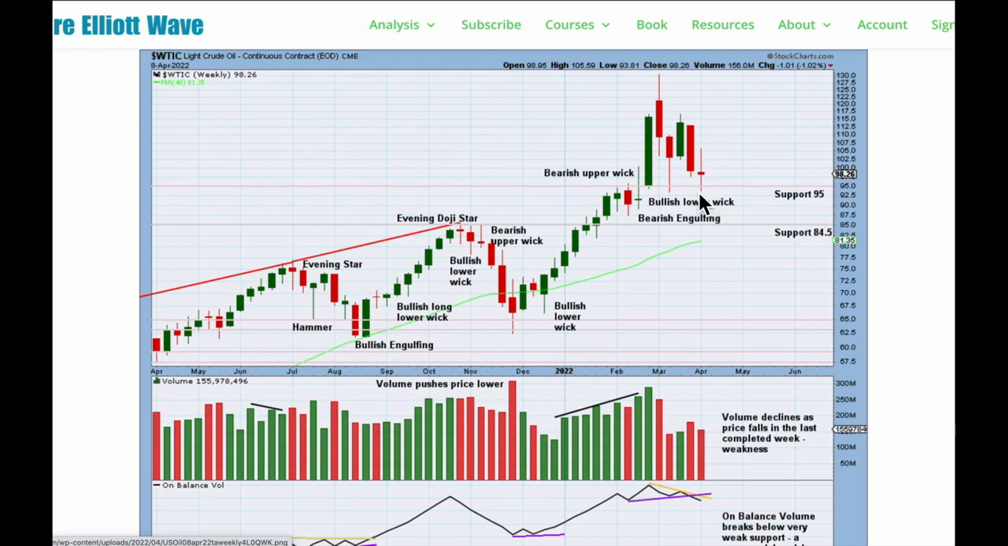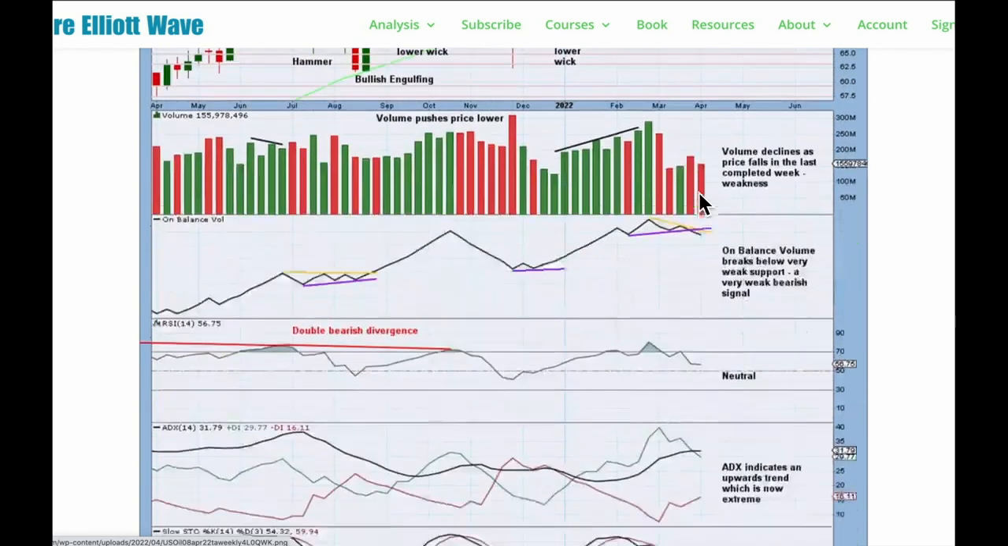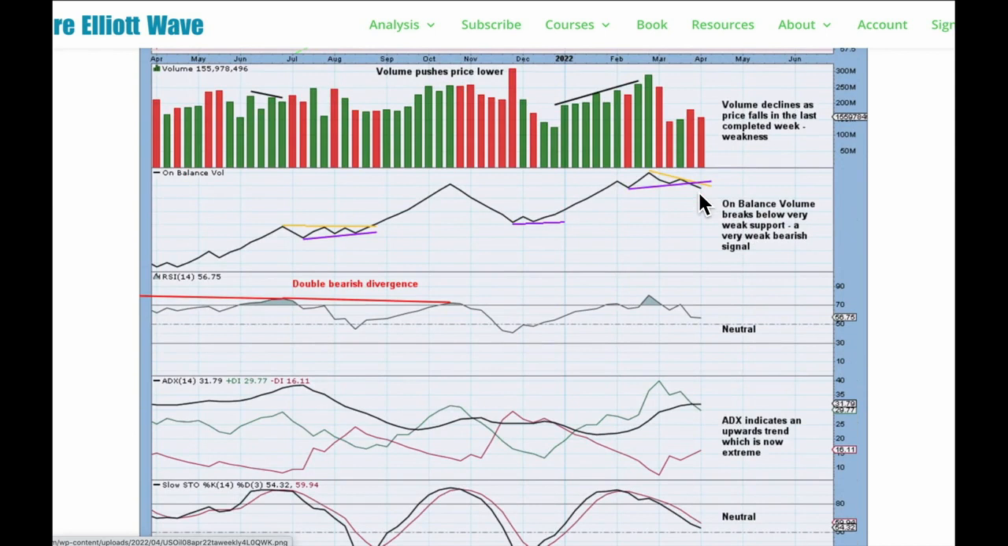With reducing volume and reducing range, if we do get more downward movement as the main wave count expects, it may not be by much. And the main wave count doesn't expect much more downward movement, just a little bit.